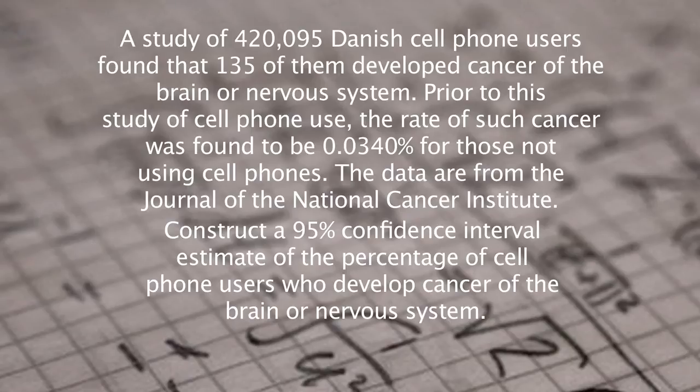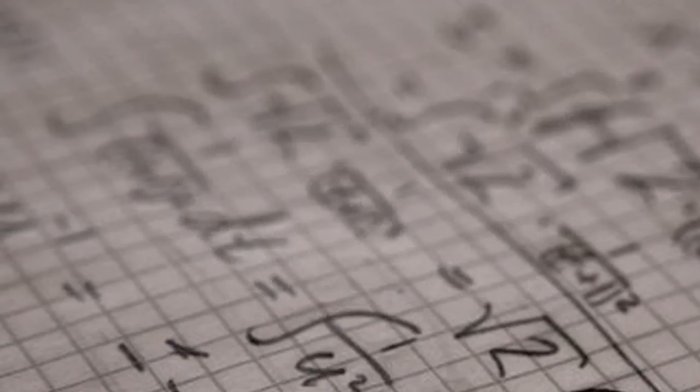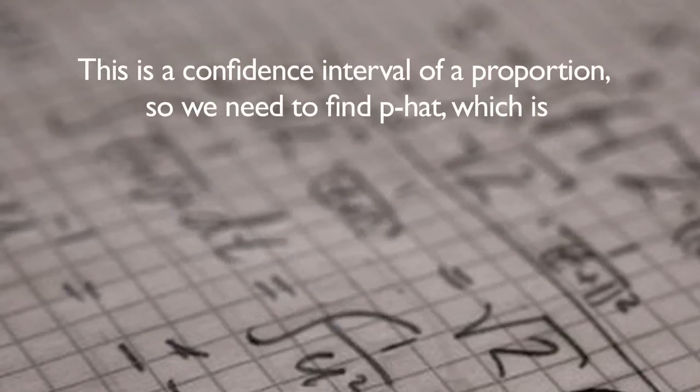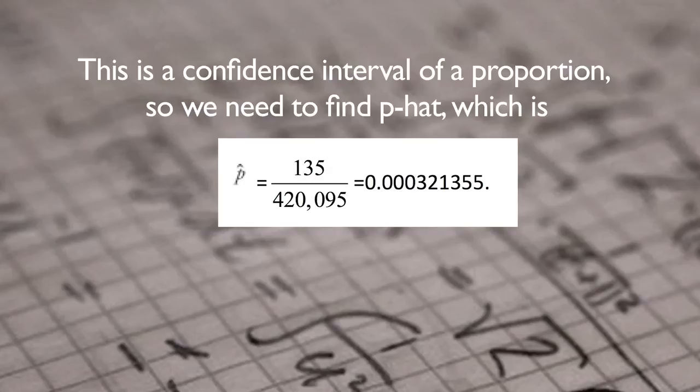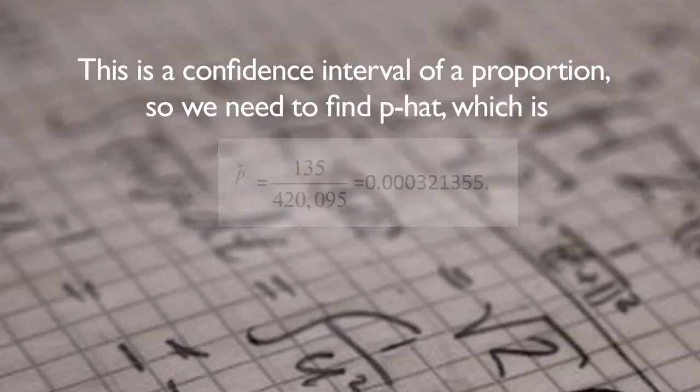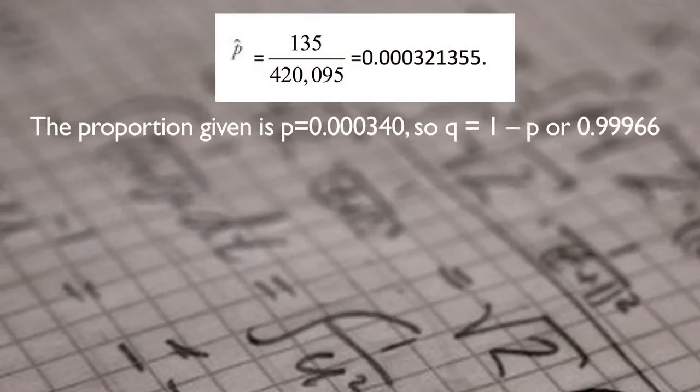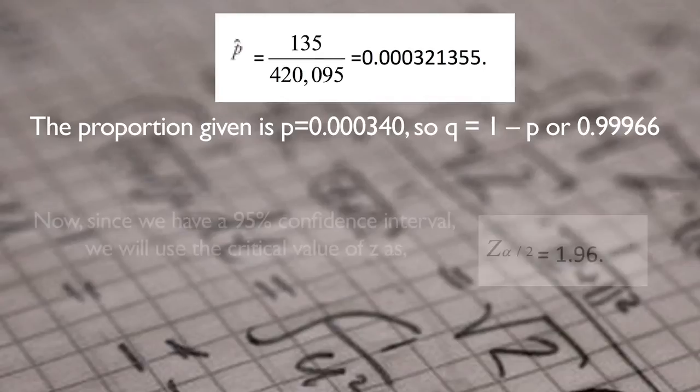nervous system. This is a confidence interval of a proportion, so we need to find p hat, which is 135 over 420,095. The proportion is given as p equals 0.000340. So q is 1 minus p, or 0.99966.